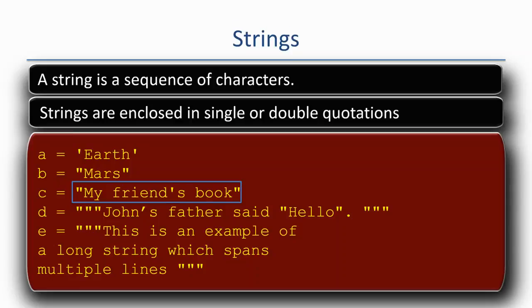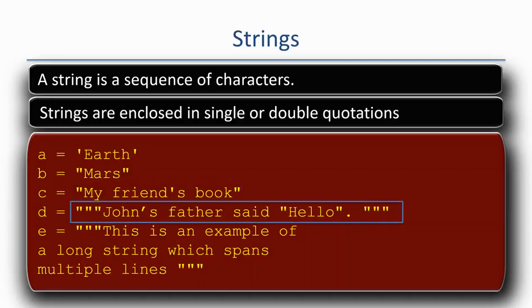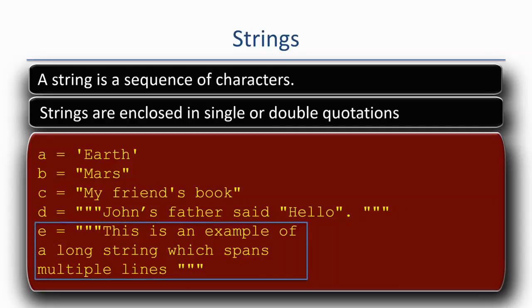If a string includes a single quotation and double quotations, such as when you want to say John's father said "hello", then you include it in triple quotations. Also, if a string spans more than a line, then you enclose it in triple quotations.